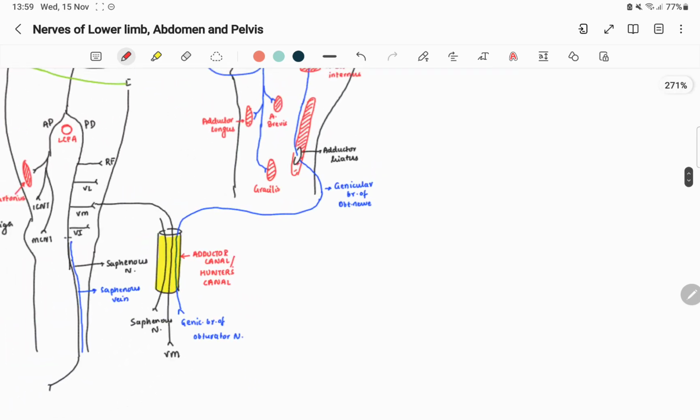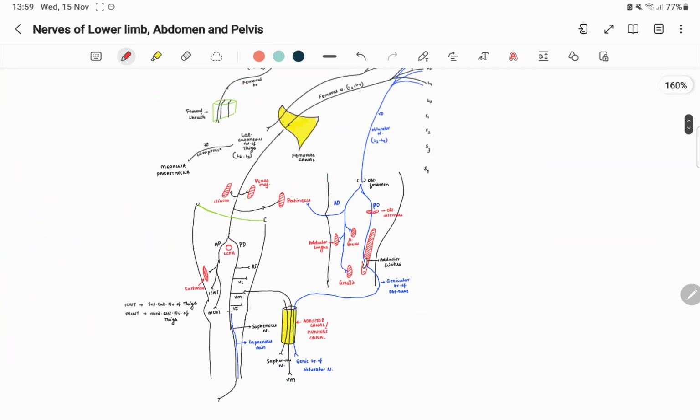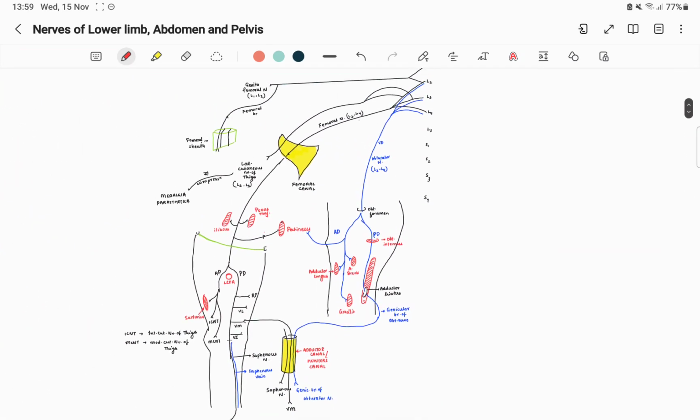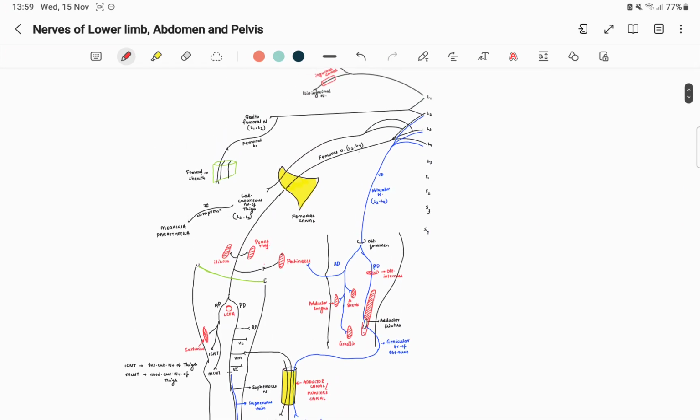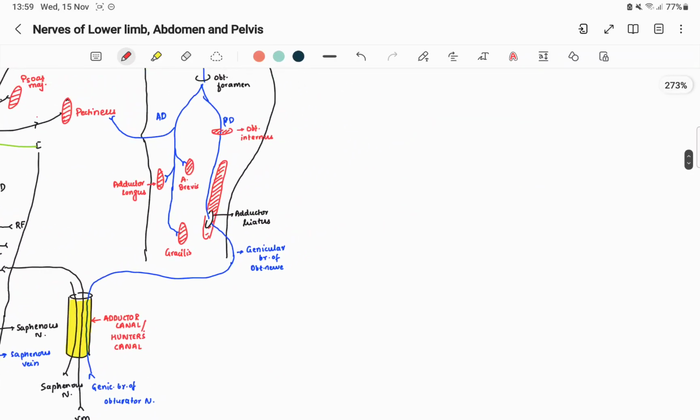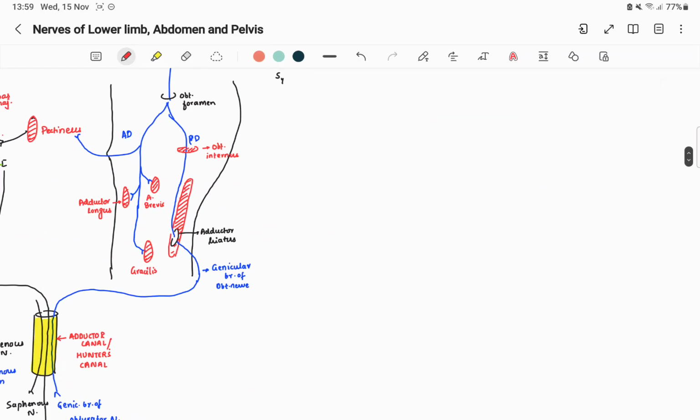So now can you trace the nerves? We completed the femoral nerve as well as the obturator nerve here, in relation to your lumbar plexus. Now we have to discuss another important nerve, which is your sciatic nerve.